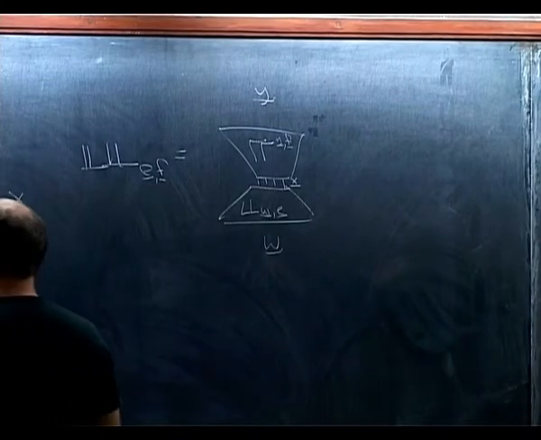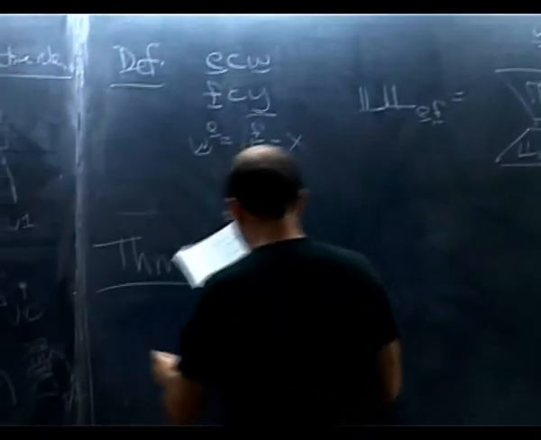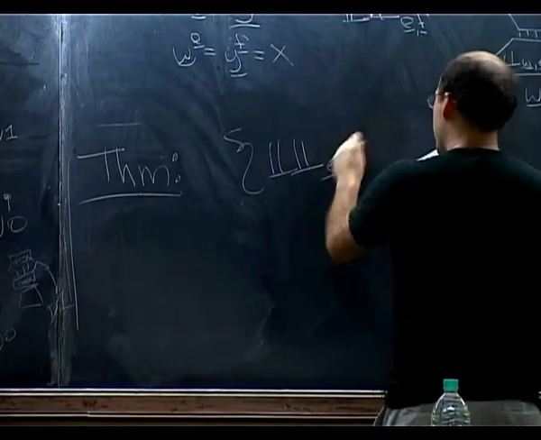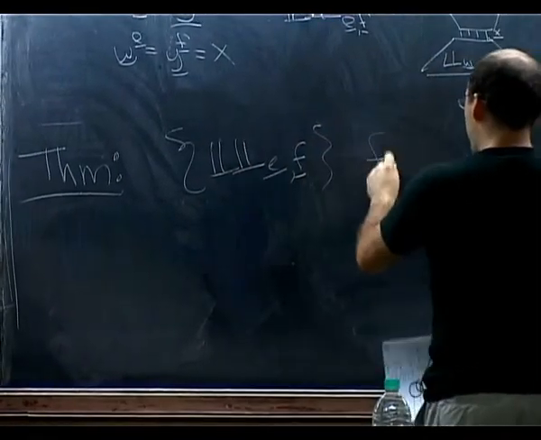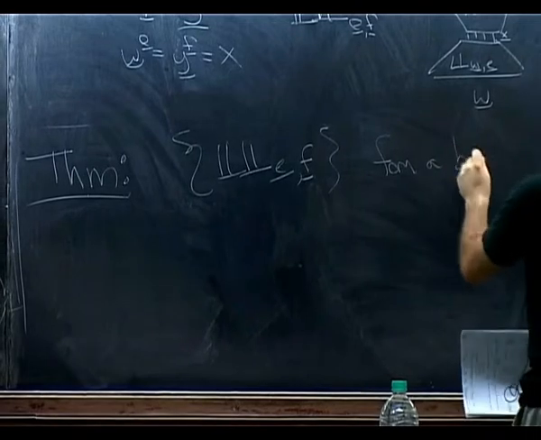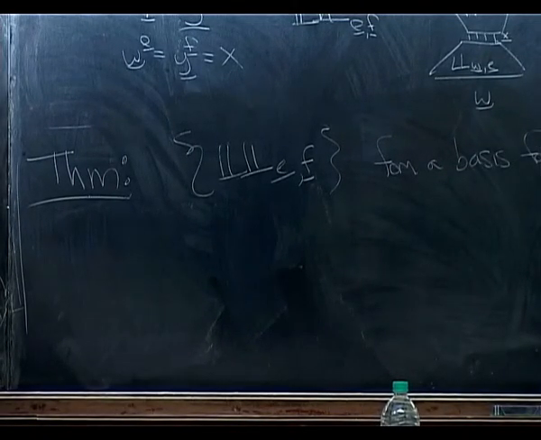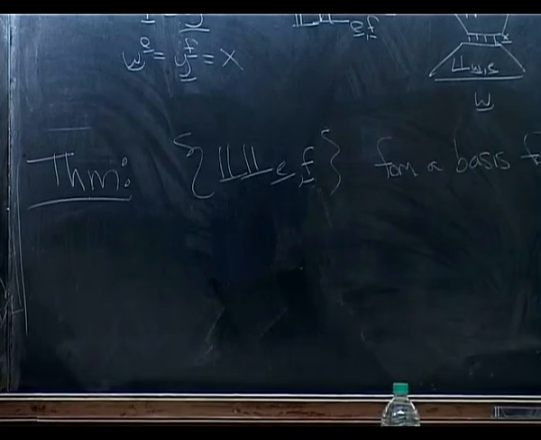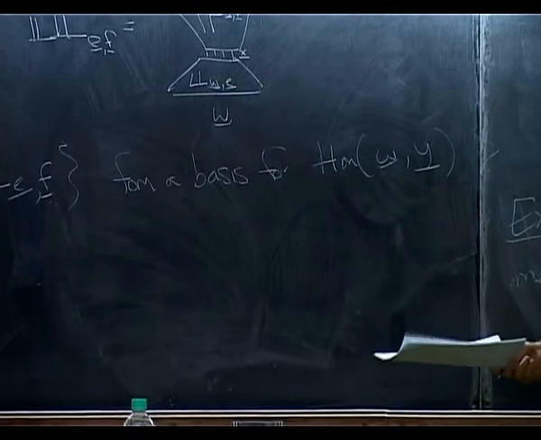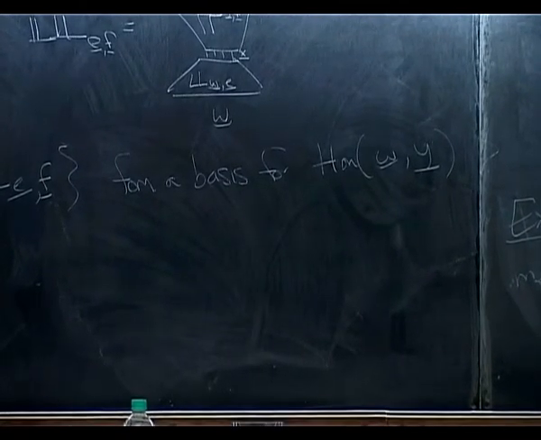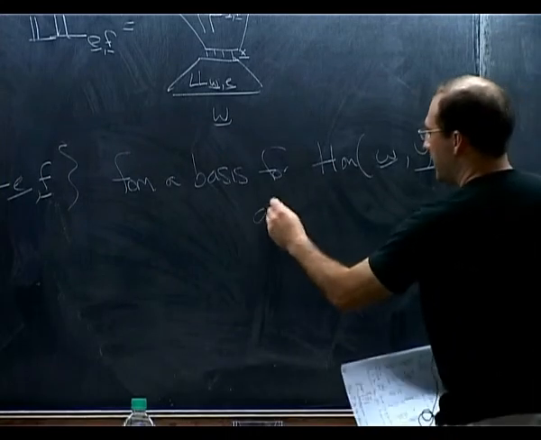And the theorem is that these things, double leaves, form a basis for Hom from W to Y. So I'm going to stop writing the BS of this, BS of that. You know, maybe we're just in the diagrammatic category. As a right R module.